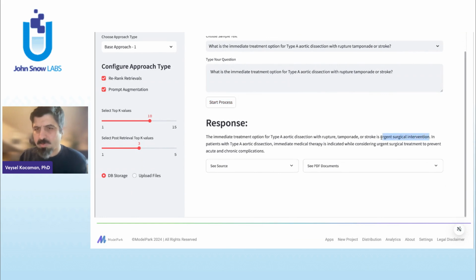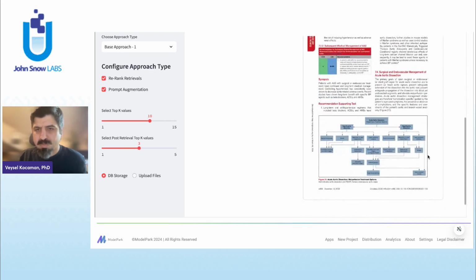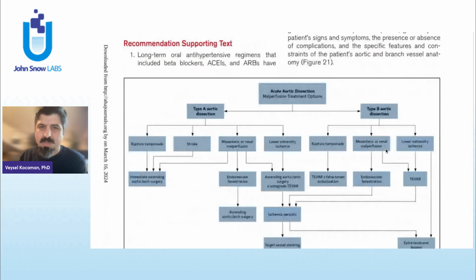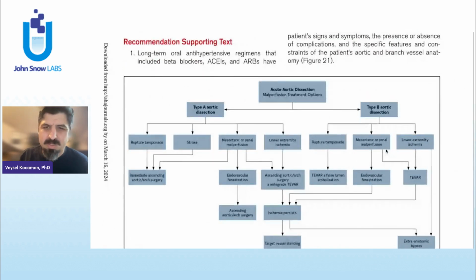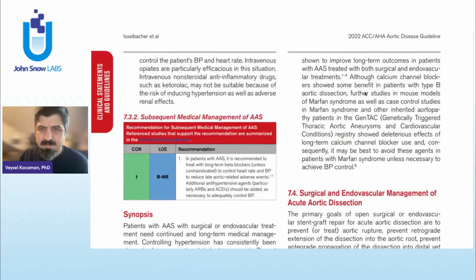Because it says urgent surgical intervention. I'm not a physician, so this information might be correct in some situations, but according to the flowchart that I see right now, this information is wrong. Why? Because even if it found the right pages, the vanilla approach cannot understand the flowcharts in a way that multimodal approaches can, so it's probably picking this information from the text, right?